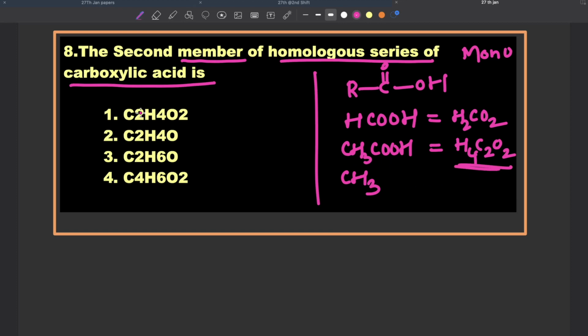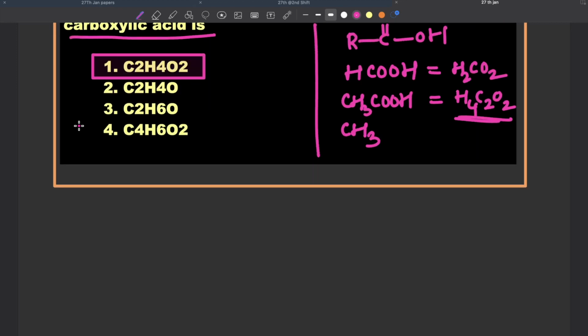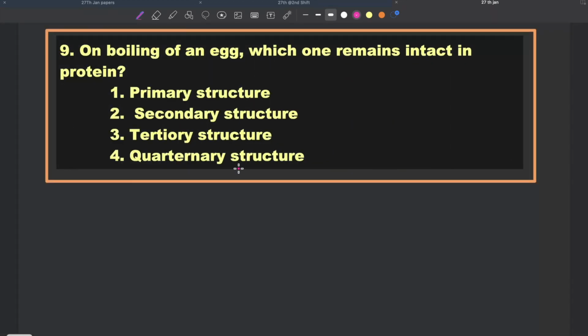So option 1 is the right option. Simple question, very easy question, there is nothing tricky in it. If you know the general formula of it, you can solve it. Right. We'll move to the next question.